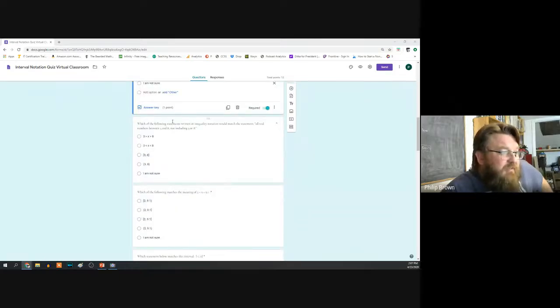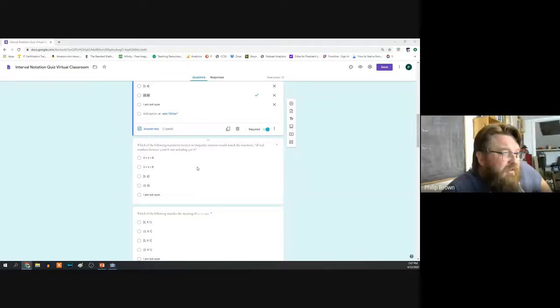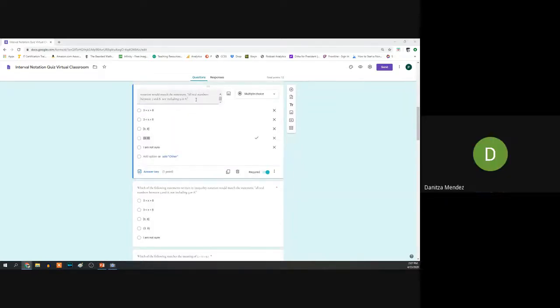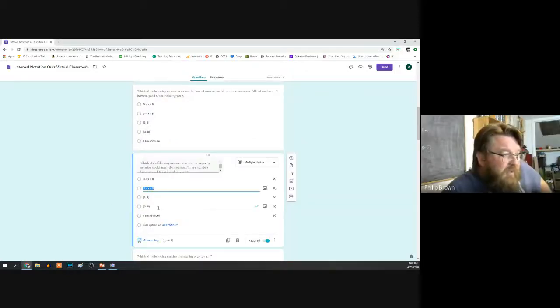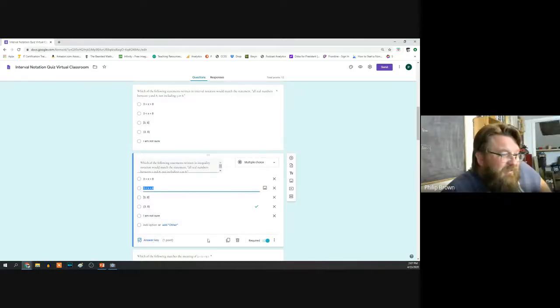All right. Next up, which of the following statements written in inequality notation would match the statement all real numbers between 3 and 8, not including 3 or 8? Wait, is that the same exact question? No, this one says inequality. Oh, duh. Stupid English. So that's that one, right? But it's wrong. That's right. This is it right here. So hold on, let me fix it.